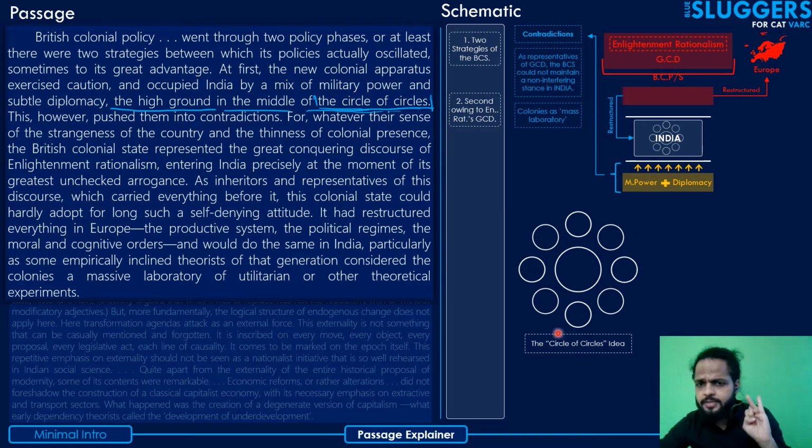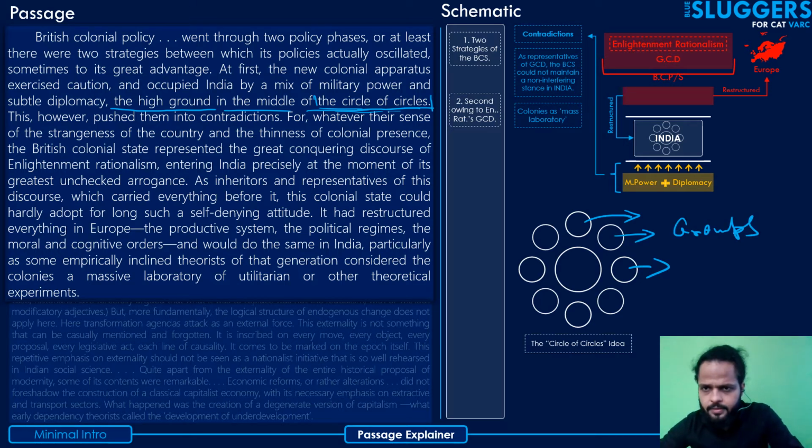This is what he calls the circle of circles. These circles represent the varied groups. You're going to have to bear with my handwriting. And this center point, which represents the kingdom or the central authority, is what the author means when he says the high ground in the middle of the circle of circles. So this is the circle of circles, and this is the high ground in the middle of the circle of circles.